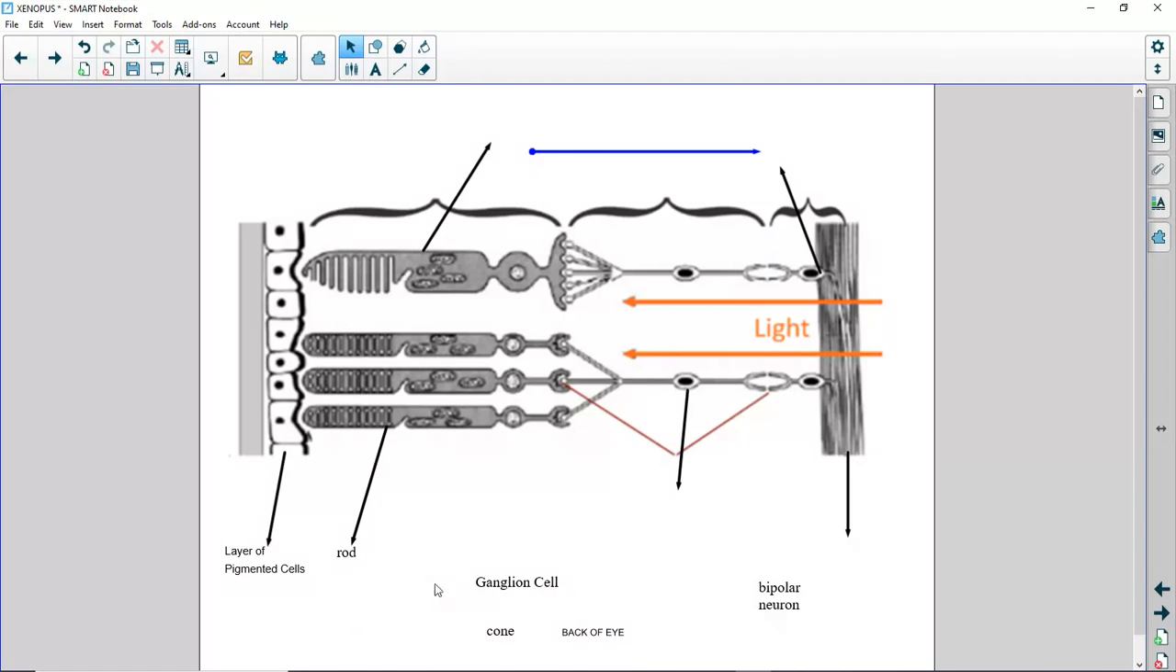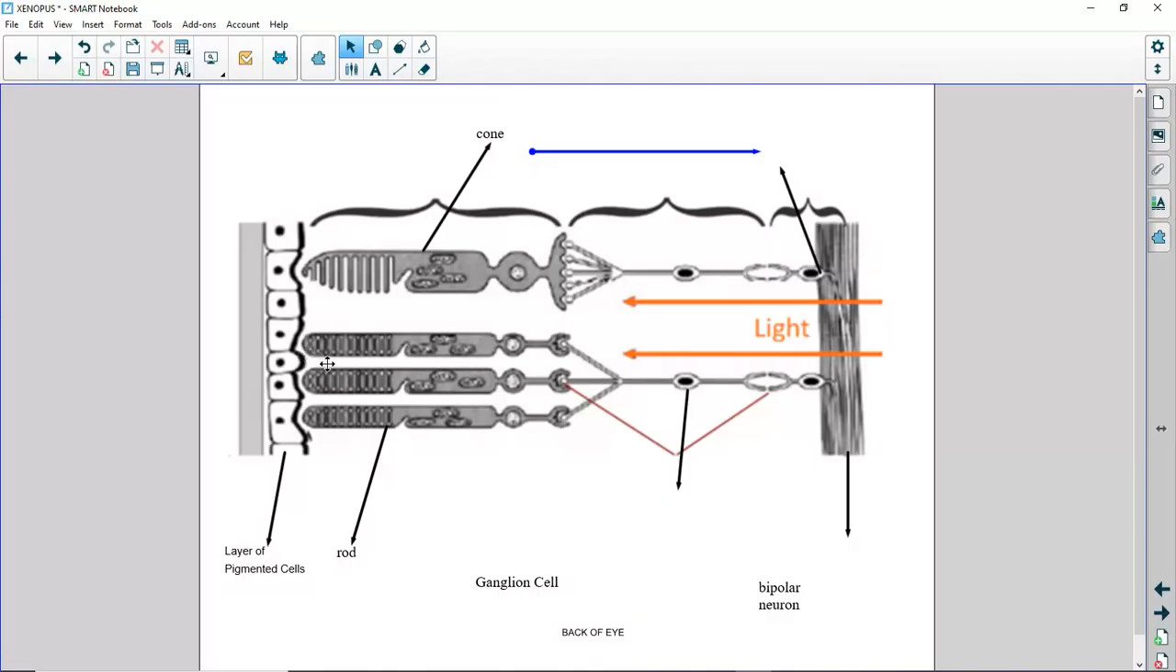The other cell type is called a cone cell. There are three types of cone cells, not shown here, but you saw them on the other diagram: a red, a green, and a blue cone cell. Those are responsible for color vision and visual acuity, acute seeing of something, and that, of course, is if there is enough light.